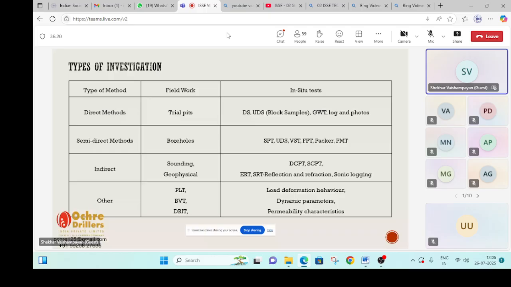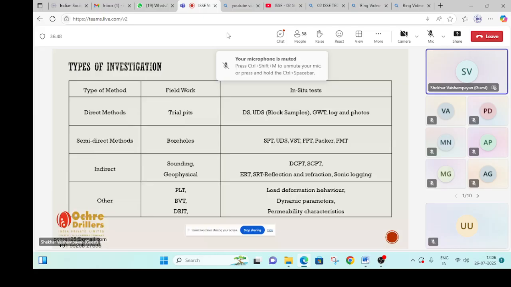So we have seen how much, where, what depth, everything we have done. Now we are coming to the types of investigations. The types of investigations are basic: direct method and semi-direct method. Direct method is where I can see the sample myself. I can visually go through and see the sample. In the semi-direct method, I extract the sample from a given depth and then visually examine it.